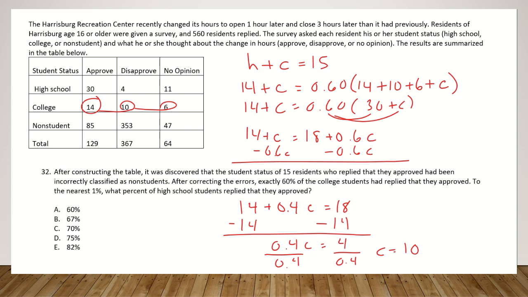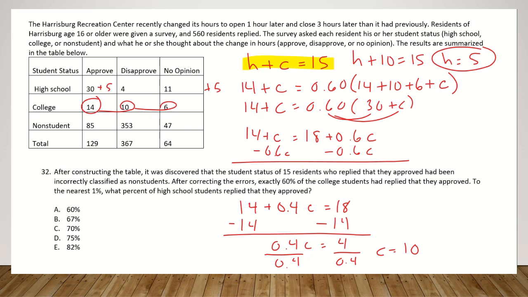So if we go back up here to the top, remember we're trying to find the percent of high school students. The high school plus college that were misclassified together was 15 total. So if our college students were 10, now we know that there were 5 misclassified high school students. So now we need to take this value and add it into the high school students. Okay, so we now also have this plus 5 misclassified.